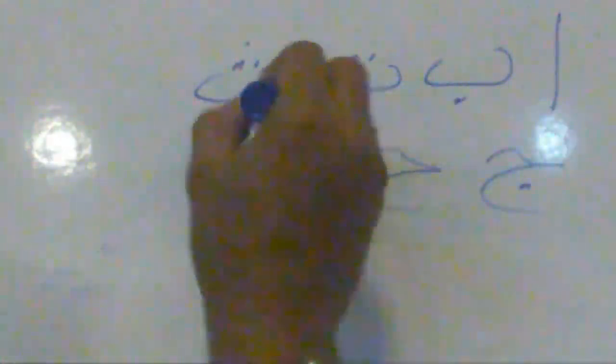So, again, the letters. Alif, Ba, Ta, Tha, Jim, Ha, Ka. That's all I want you to work on for next week. Memorize those 3 positions for each of those 7 letters, but I want you to practice all 28 letters for next week.